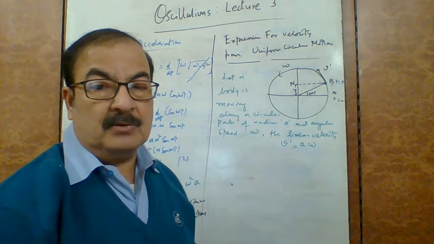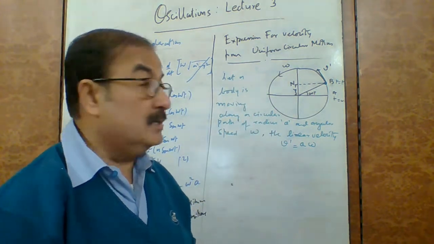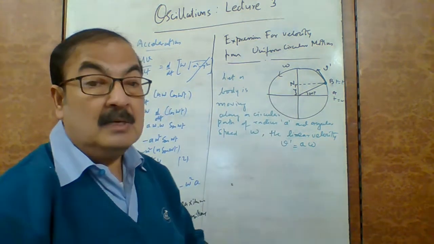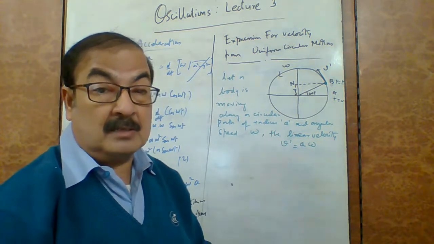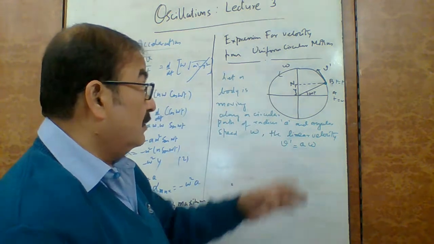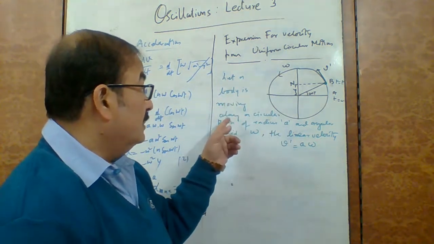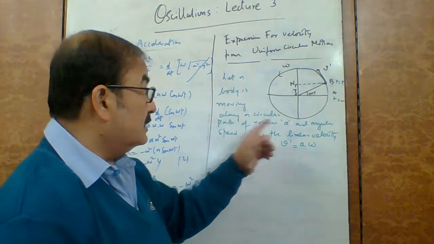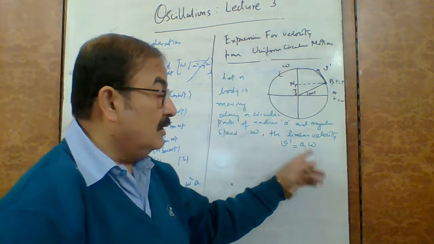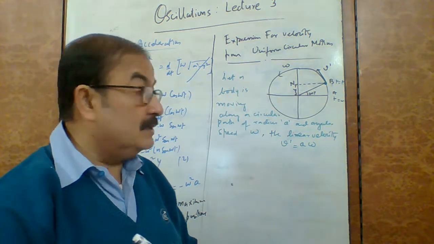your amplitude, or the radius. We call it amplitude of motion, or we call it radius of the circular path; for this it is the radius of the circular path. Right now we are not counting simple harmonic motion, but we are counting circular motion. Let a body be moving along a circular path of radius a and angular speed omega. The linear velocity v dash equals a omega. We have taken linear velocity as v dash, keep this in mind.